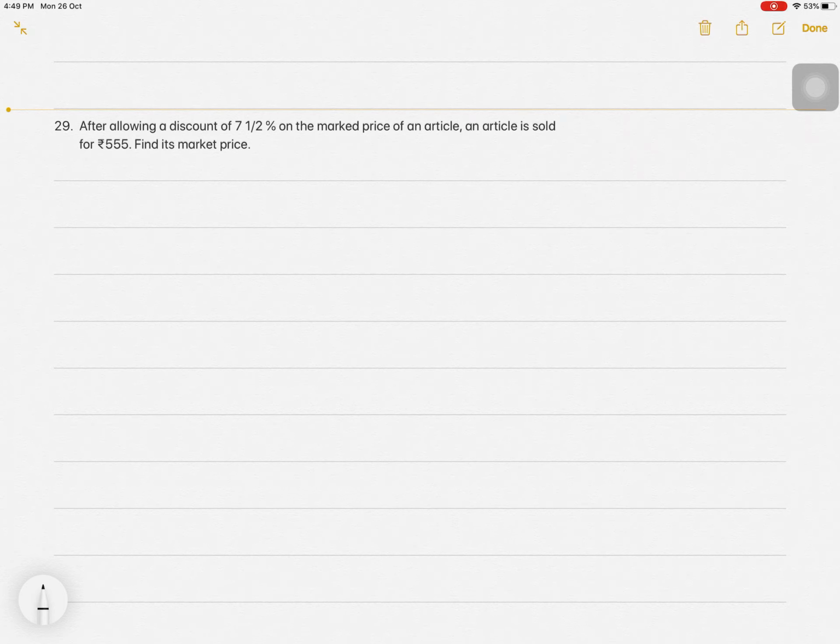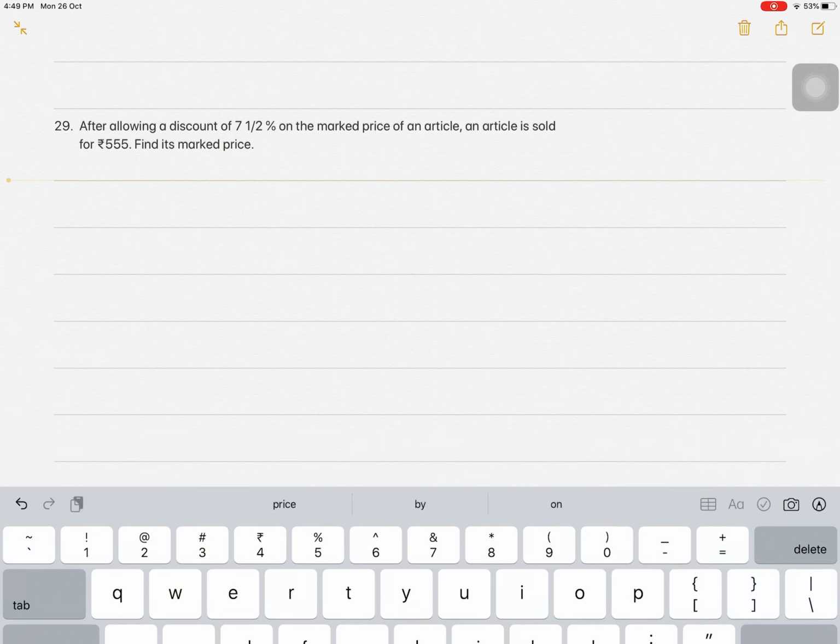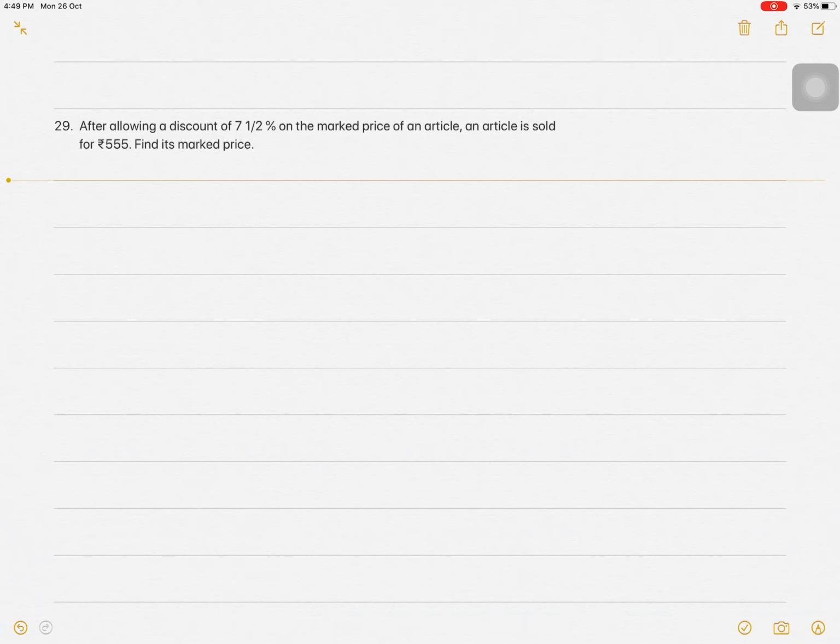After allowing a discount of 7.5% on the marked price, an article is sold for 555. Find its market price. It should be marked price, not market price. Okay, find its marked price.